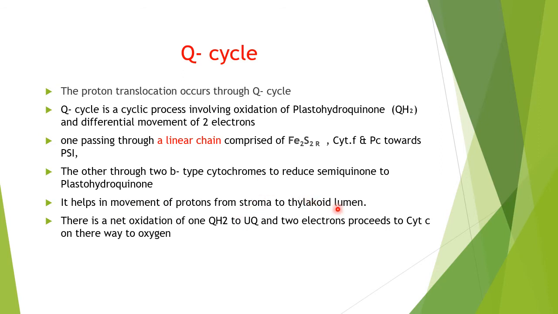The Q cycle has a role. It will help in the generation of the proton gradient towards the lumen side. There is a net oxidation of one plastohydroquinone to plastoquinone, and two electrons proceed to cytochrome C on their way to oxygen.